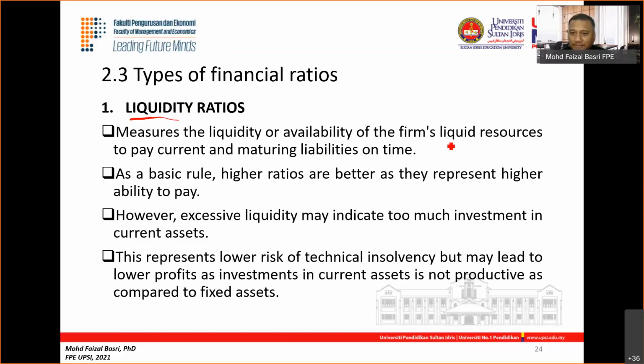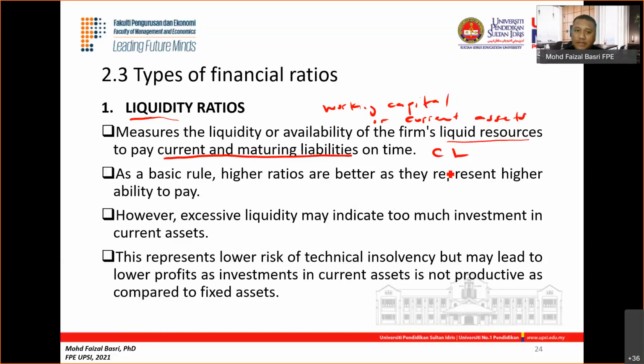If you remember earlier, when we said liquid, we want to ensure that the availability of current assets is enough for their operations. I had mentioned working capital earlier. Working capital, or current assets. The current assets must be sufficient in order for them to pay their current and maturing liabilities. So when we look at current and maturing liabilities, we know this is about current liabilities. In short, when we talk about liquidity, we want to compare current assets against current liabilities.